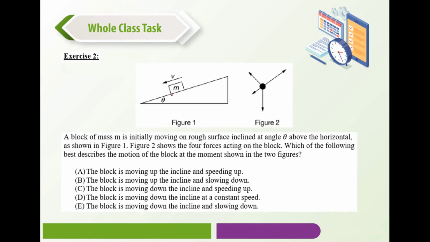So we know that the block is moving down. We can directly eliminate A and B. But whether the block is moving down, speeding up, slowing down, or at a constant speed, this is related to the direction of the acceleration. If the acceleration is 0, then it's moving at a constant speed. If the acceleration is down, it is speeding up; if the acceleration is up, it is slowing down. And we know that the direction of the acceleration, as we shall see in Newton's second law, is related to the direction of the net force. And this can be done by referring to the FBD in figure 2.